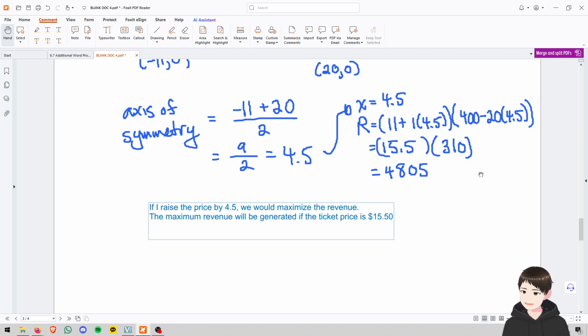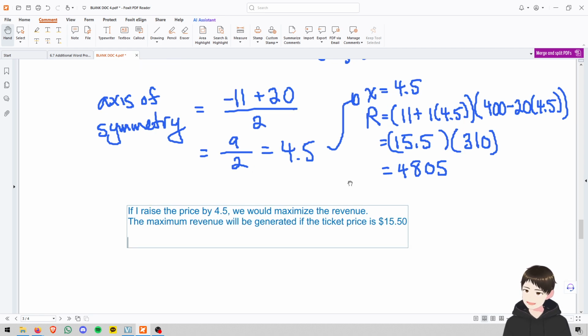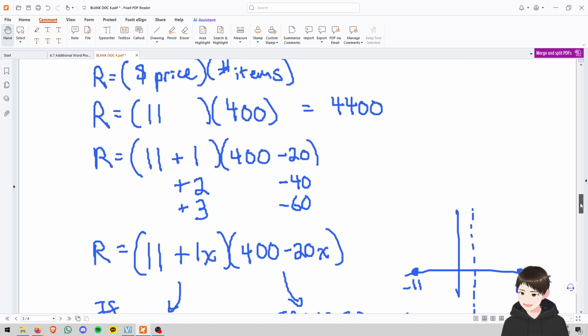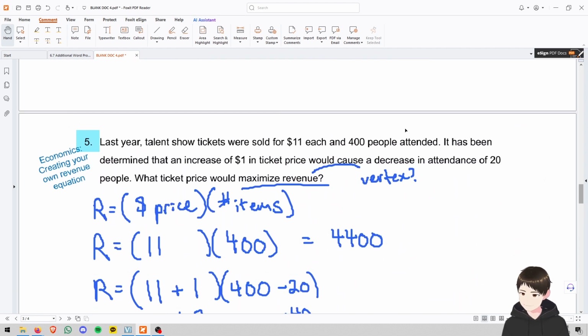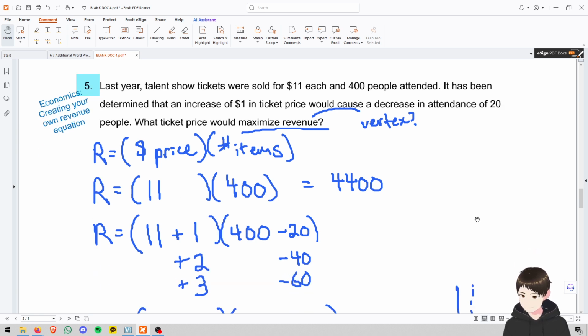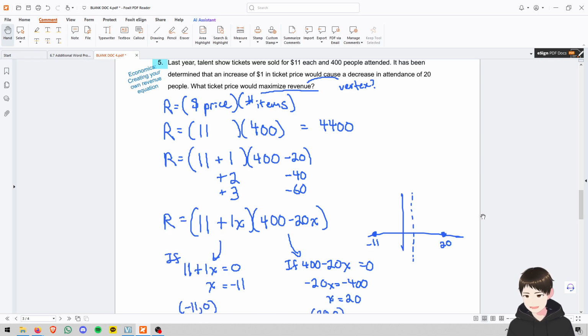Okay, these questions, particularly the revenue question, is one that teachers like to ask a lot. Because not only do you have to create an equation, the creation of that is confusing because it seems like you already have something. But no, 11 and 400 are only parts of the real thing. So we like it. We like it a lot.